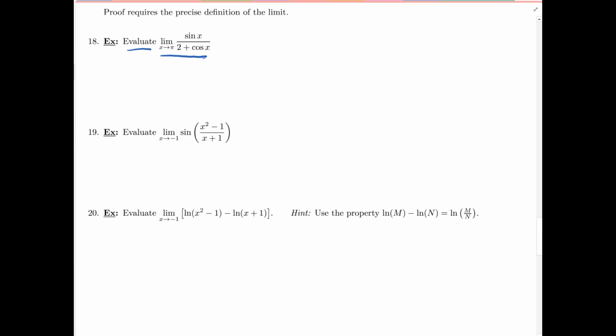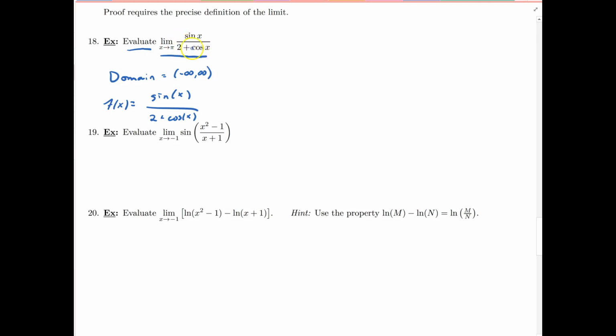Well, notice that the domain of this function, let's give this a name, f of x is equal to the sine of x all over 2 plus the cosine of x. The domain of this function is what? Well, the domain goes from minus infinity to infinity. How come? Well, the domain of the sine function is all real numbers. The domain of the cosine function is all real numbers. I'm adding together two functions. That doesn't change the domain.